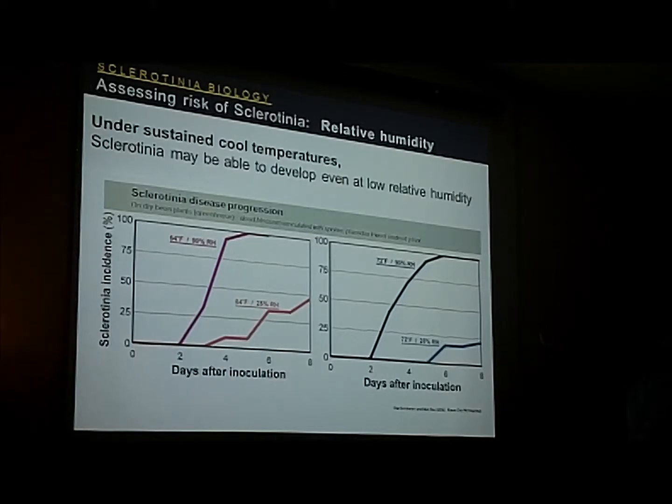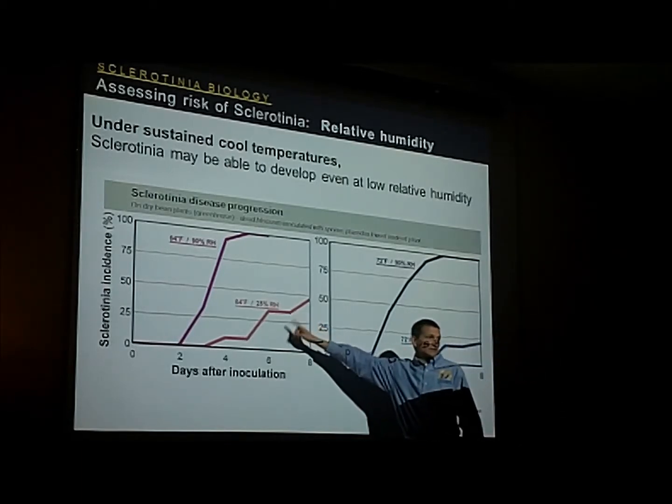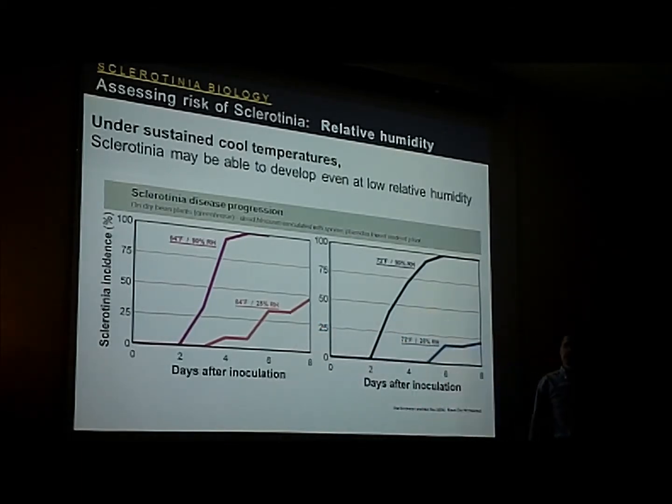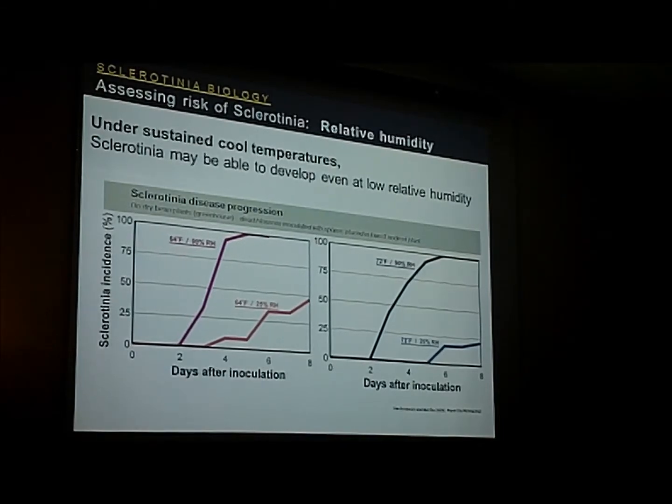And so here, these would be greenhouse studies, and in this case, we've kept the temperatures constant at either 64 degrees Fahrenheit or 72 degrees Fahrenheit, and you can see you had 90% relative humidity or 25% relative humidity, and they inoculated just like it would happen in the field. They took a dead blossom, applied spores of the fungus to that dead blossom, and then put that dead blossom into the lowest node of the plant. So it's just like you'd have in the field, and they kept those plants either at 90% or 25% relative humidity.